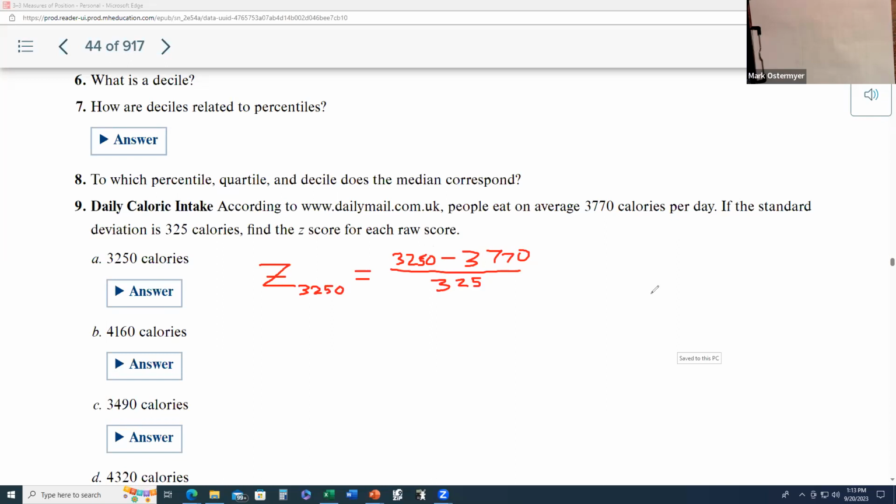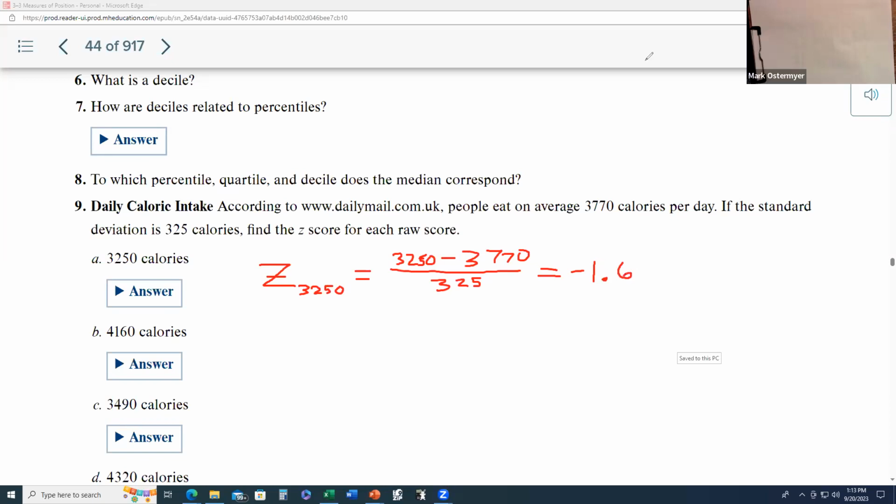Oh, wait a minute, that should be 320. No, I'm sorry, it is 3,250. What's the z-score for 3,250 calories? Anybody? What do we get? Negative 1.6. Negative 1.6. And therefore, can anybody in plain English explain to us what this is saying?